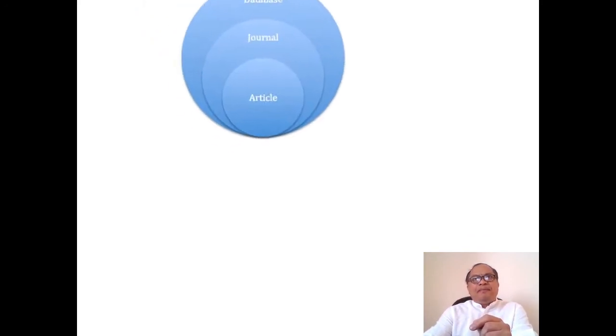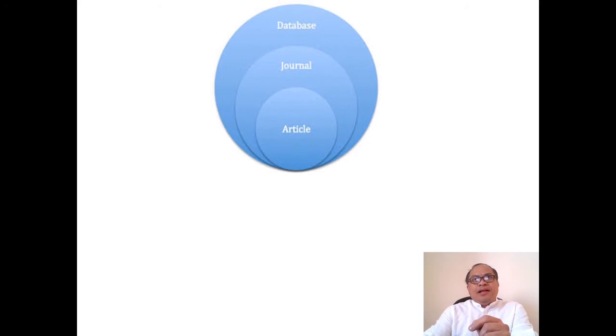And this is my analogy, this is the way I look at it. As you may look at it, there are three circles here, three spheres. The database is the biggest, the widest, and the most comprehensive of all these spheres. That means it encompasses the journal and the article. That means a database is the bigger umbrella.